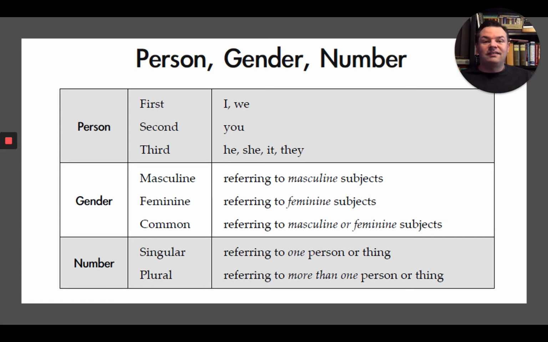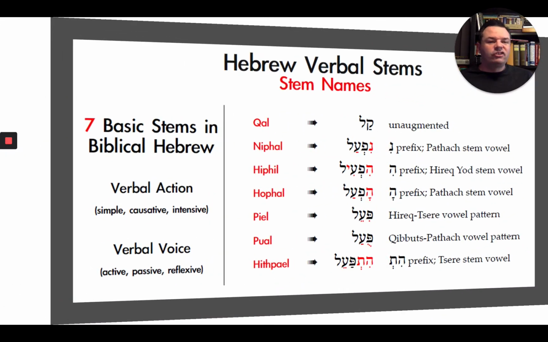Gender is either masculine, feminine, or common. When we're talking about it, we'll often just say M for masculine, F for feminine, and C for common. Common refers to subjects that are neither grammatically masculine nor feminine. Obviously, masculine and feminine refer to subjects that are grammatically either masculine or feminine. So then we've got number: singular, referring to one person, and plural, referring to more than one person. That should just be review.